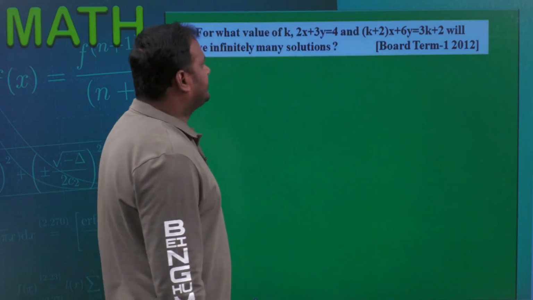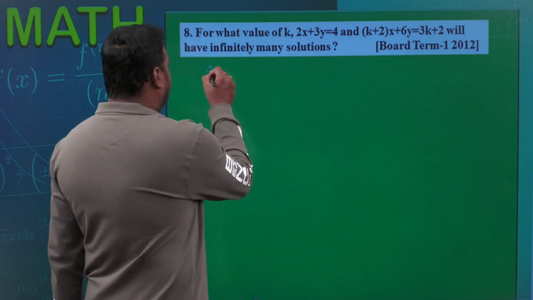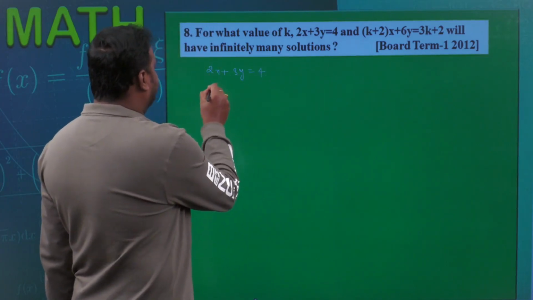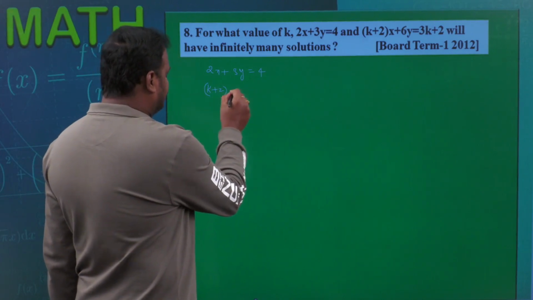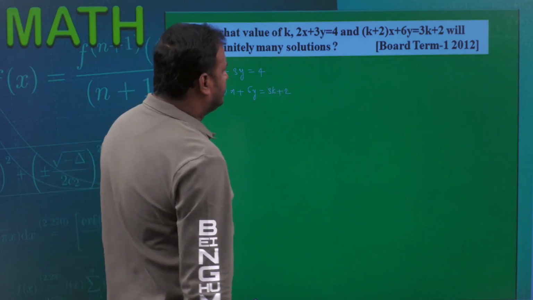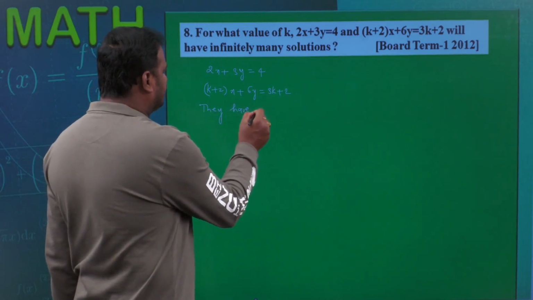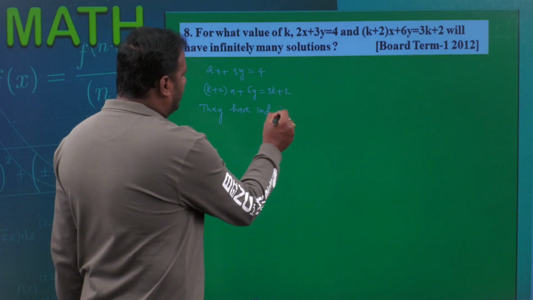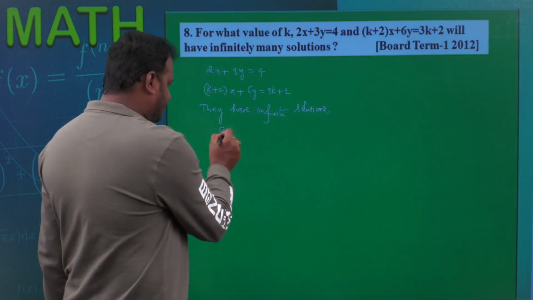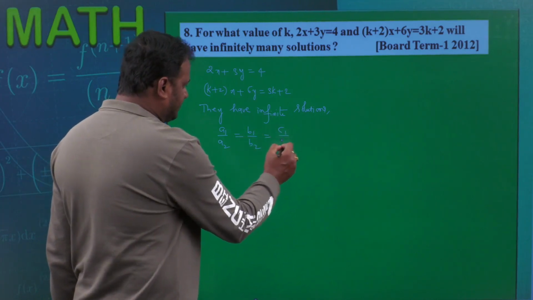Next. For what value of K will these two equations again have an infinite number of solutions? Same thing we should do here: 2x plus 3y is equal to 4, and the second equation is K plus 2 times x plus 6y is equal to 3K plus 2. Right? So we'll have an infinite number of solutions only when A1 by A2 is equal to B1 by B2, which is also equal to C1 by C2.